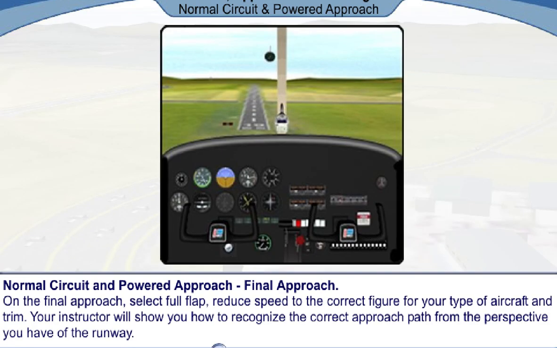When on the final approach, select full flap, reduce speed to the correct figure for your type of aircraft, it's 70 knots for the Warrior, and trim. Your instructor will show you how to recognize the correct approach path using the aspect of the runway. Your instructor will also show you how to adjust your approach path with power and how to maintain the correct approach speed through your control of the aircraft's attitude.